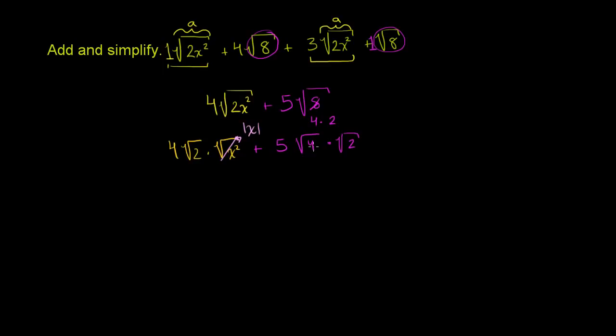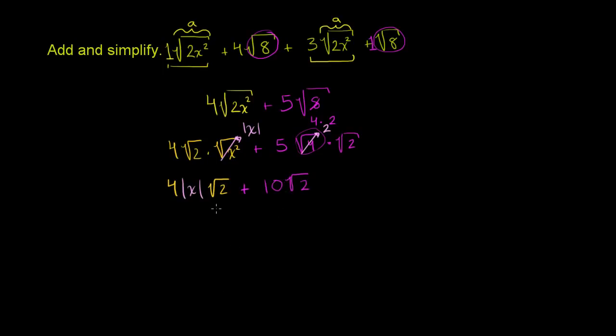And the other thing that's a perfect square is this 4 right here. Its principal square root is 2. So now, if we just change the order that we're multiplying right here, you have 4 times the absolute value of x times the square root of 2, plus we have 5 times 2, which is 10. This whole thing simplified to 2. So we have plus 10 square roots of 2.